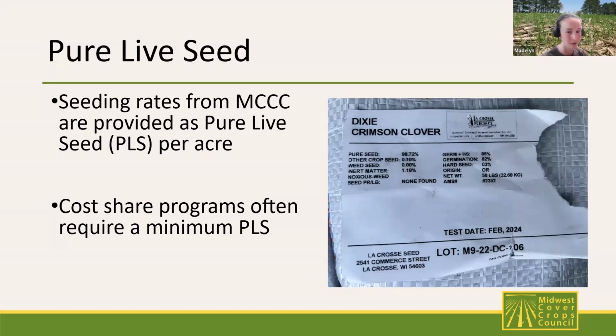Okay. Our final topic, I think, is going to be highlighting the calculations you need to make sure your seeding rate is actually accurate, because seeding rate recommendations are in pure live seed, often shortened to PLS. So what does that mean? How do we get from pure live seed seeding rates to an actual bulk seeding rate? This is important because a lot of times cost share programs require a minimum pure live seed seeding rate. So just highlighting that quickly. You can go to the next slide.